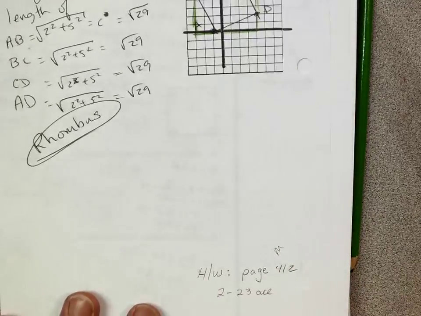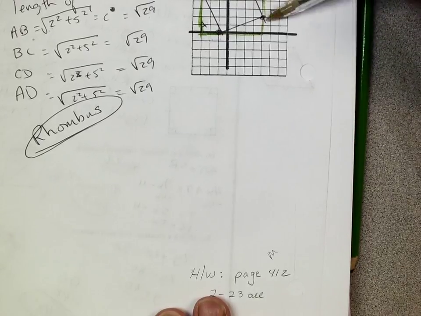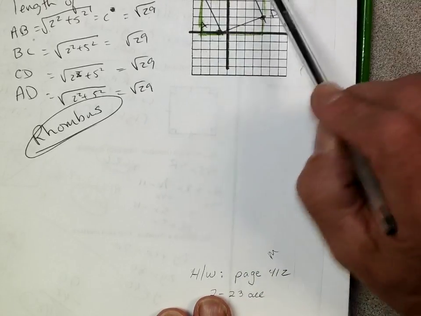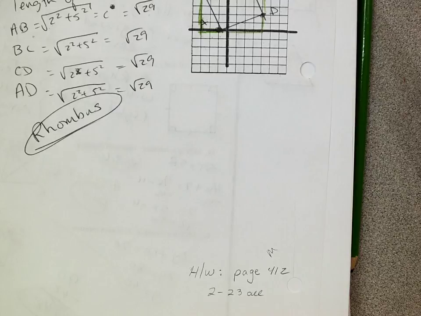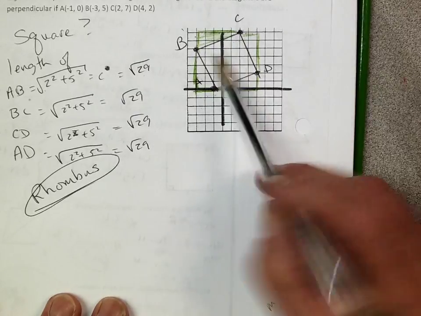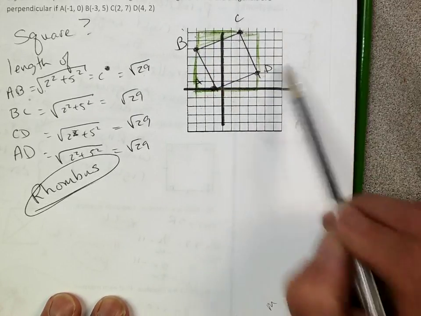Okay, we know for sure it's a rhombus, but we don't know it's a square yet. So to get a square, we need 90 degrees. Okay, that's easy to prove. You know why? If the slope of CD is the opposite slope of BC, if the slope of this is the opposite slope of that, they're perpendicular, right? Remember that? So if this slope is the opposite of this slope, 90. If this slope is the opposite of this slope, 90. If this slope is the opposite of this slope, 90, right?